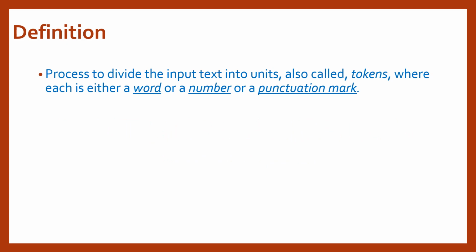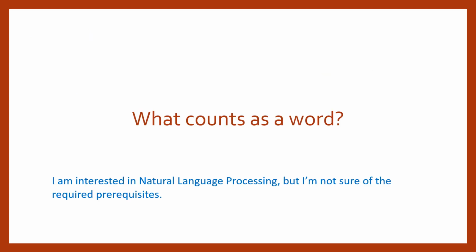So tokenization is basically the process of dividing the input text into units, also called tokens, where each is either a word or a number or a punctuation mark. While it is easy to understand and define numbers and punctuation, it is difficult to define what counts as a word. Often this definition needs modification to take care of text from a specific genre.